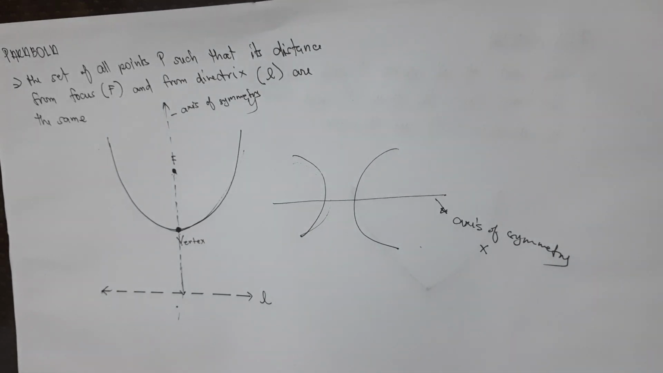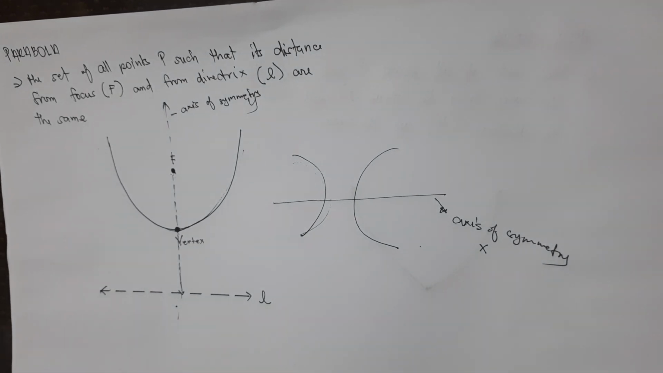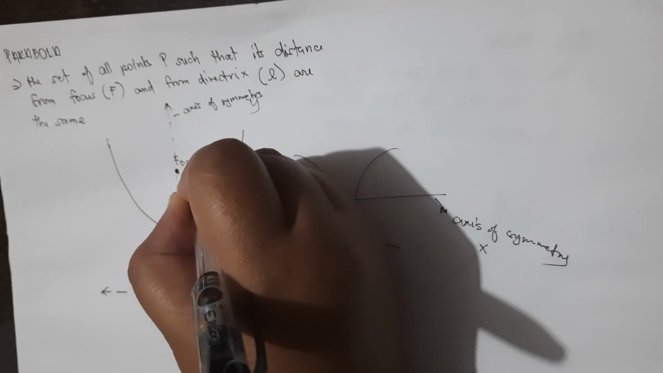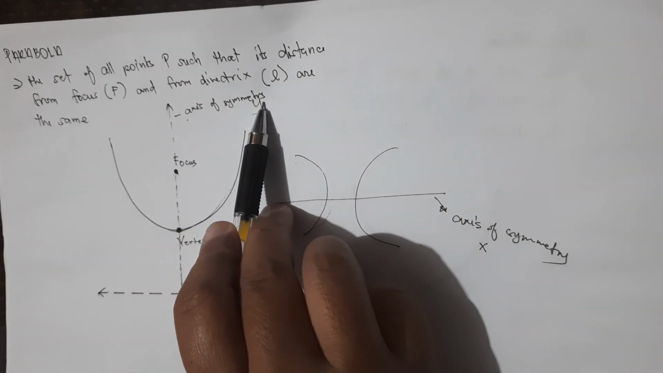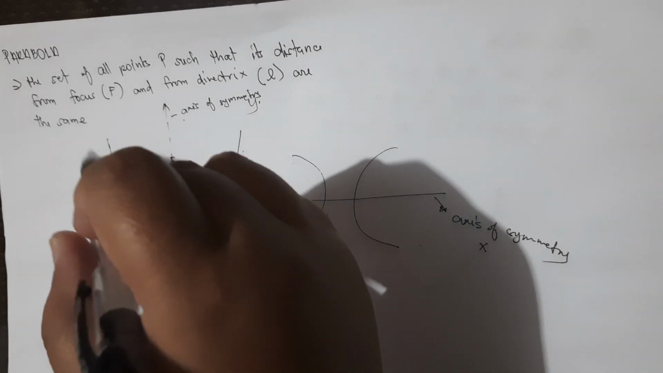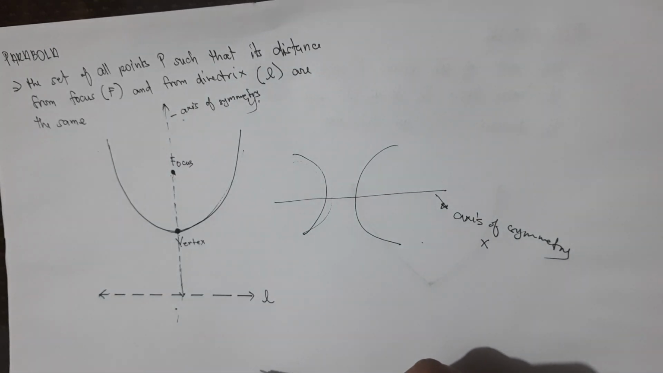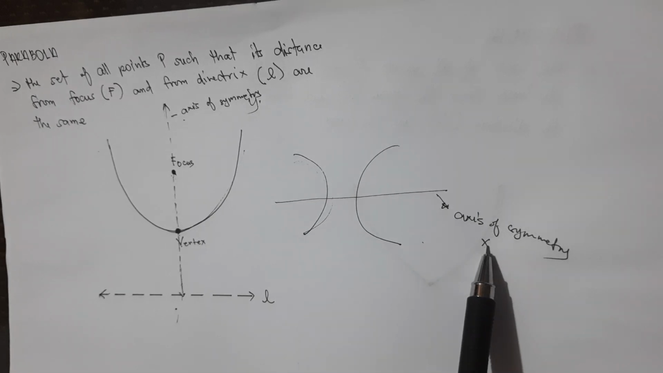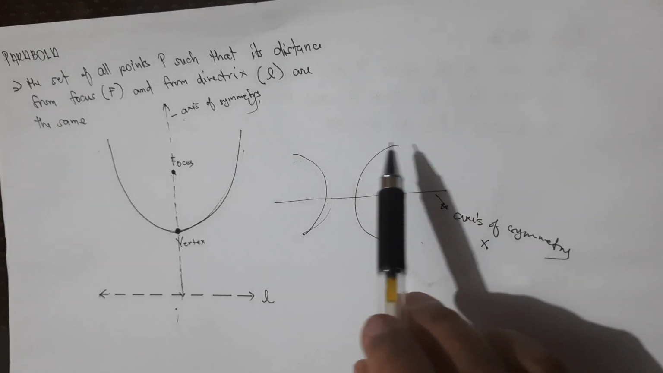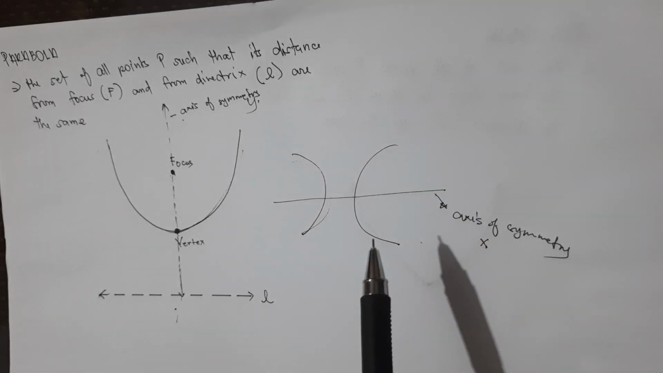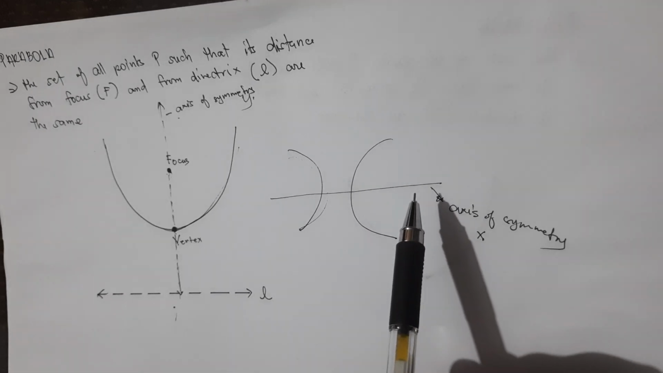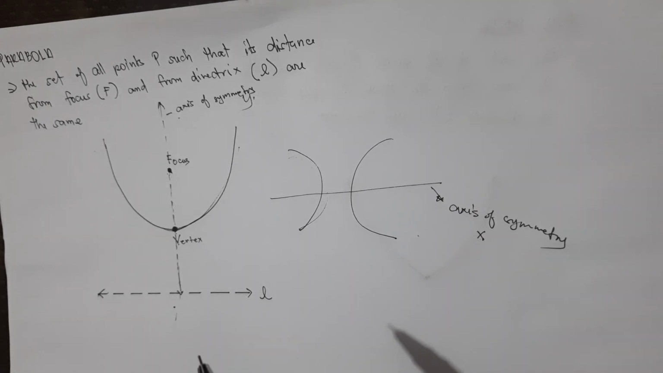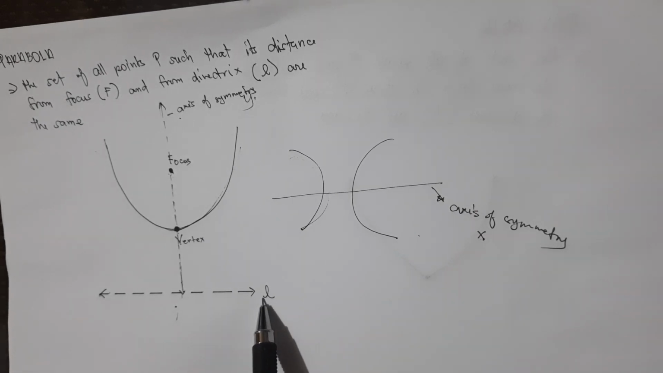Okay? And then next, so meron na tayong focus, meron na tayong vertex, meron na tayong axis of symmetry. Now, how are you going to determine the axis of symmetry? It is the y-axis if the parabola opens upward or downward, and it is the x-axis if your parabola opens to the left or to the right. So we're done also with the directrix.